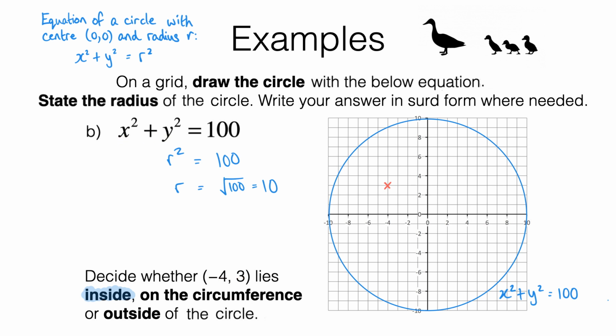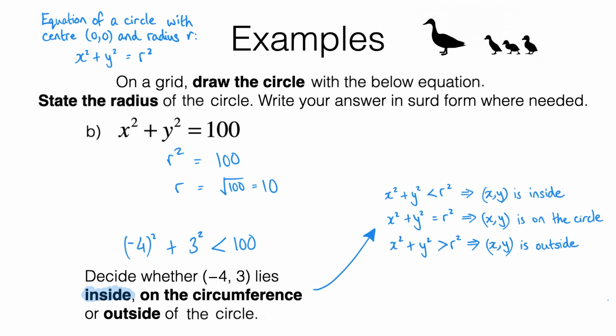Substituting these values into here, we'd have negative 4 squared plus 3 squared. And that works out to be 25, just like we saw on the previous slide. The point is, this is not 100. So we know that the point does not lie on the circle. In fact, this is less than 100. Because our x and y value when substituted in gives us something that is less than r squared, it means we have a point that is inside the circle.